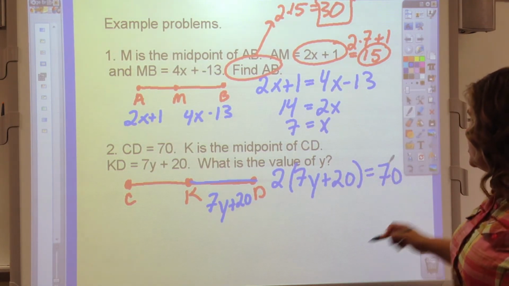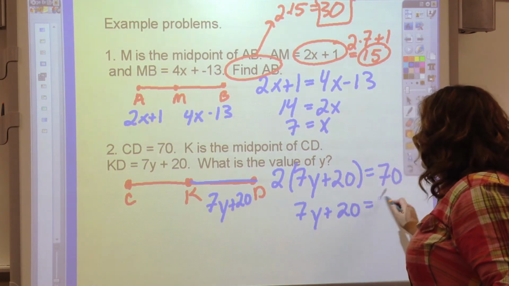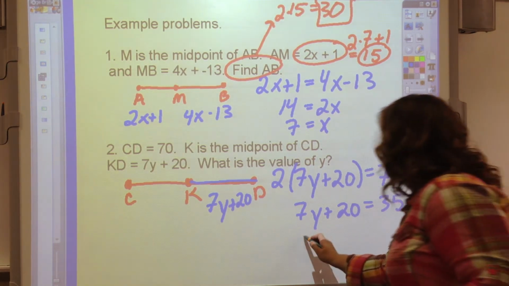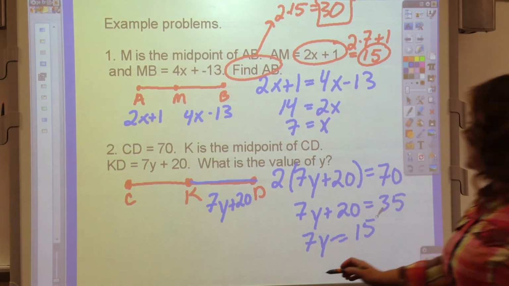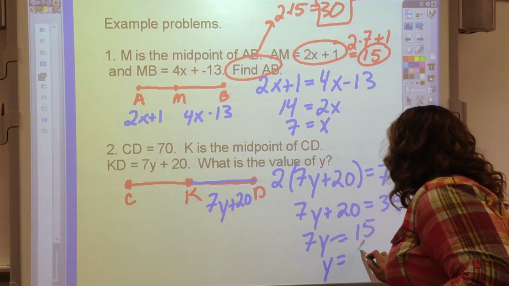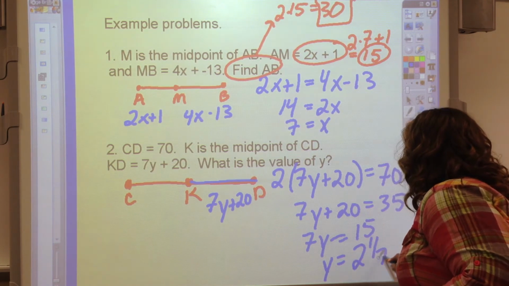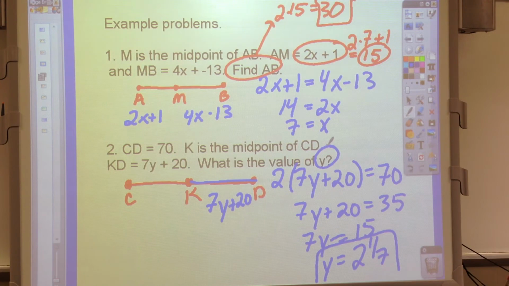And I'm going to divide both sides by 2, and I get 7y plus 20 equals 35. Now I'm going to subtract 20 on both sides, and I get 15. When I divide by 7, I get 2 and 1/7. And that was what I was looking to solve for.